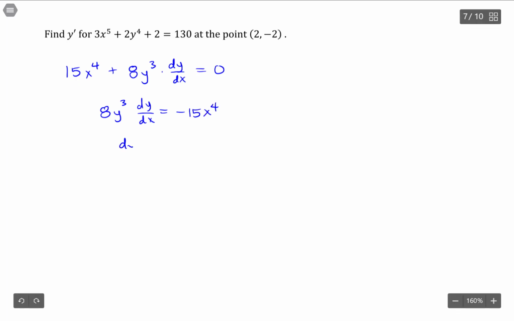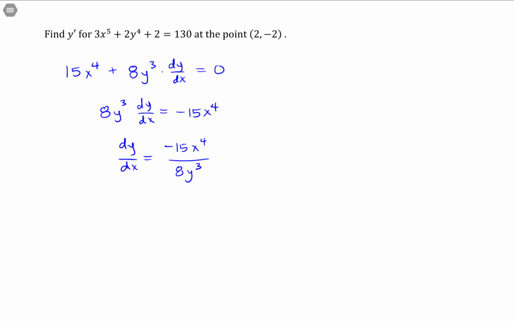Next, to get dy dx alone, which is my objective, I'm going to divide both sides by 8y cubed. So dy dx equals negative 15x to the fourth over 8y cubed. And there is my derivative. It doesn't look like I can simplify any further.